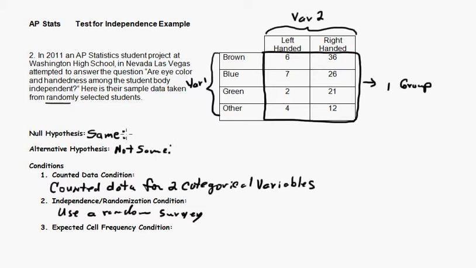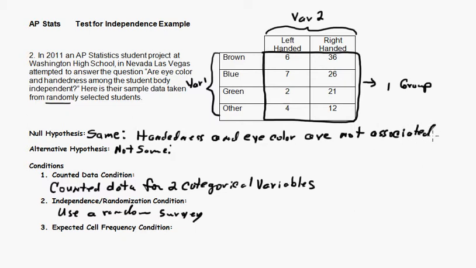So here, if they're the same, we want to say that handedness and eye color are not associated. In other words, they're independent. We would expect the proportions of brown, blue, green, and other to be the same for those people with left hand and people with the right hand.